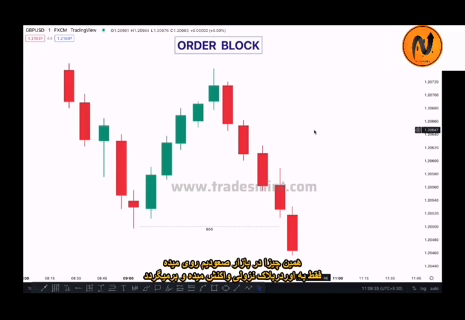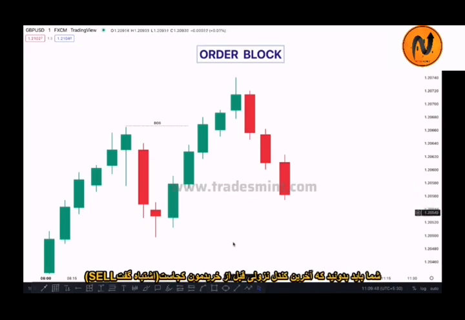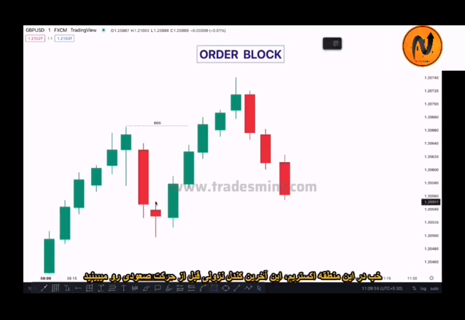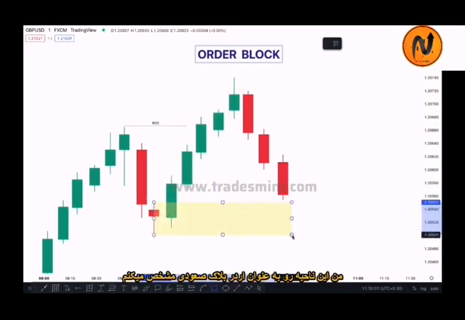So as you can see here, this is a bullish order block. When the market breaks a higher high in a bullish market, you have to see where the last selling candle before the buy is. So now you can see here at the extreme point, this candle is the last selling candle before this buy move. So I will mark this zone as a bullish order block.